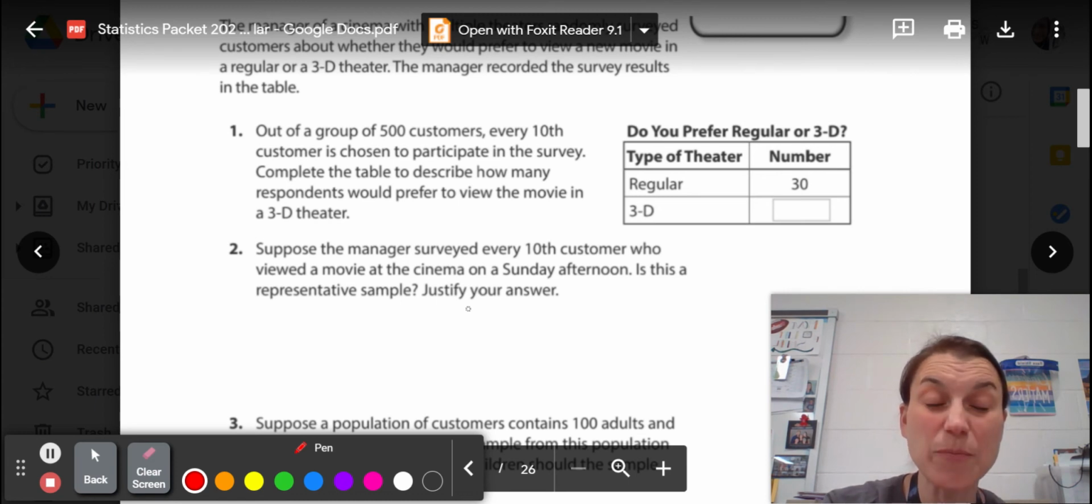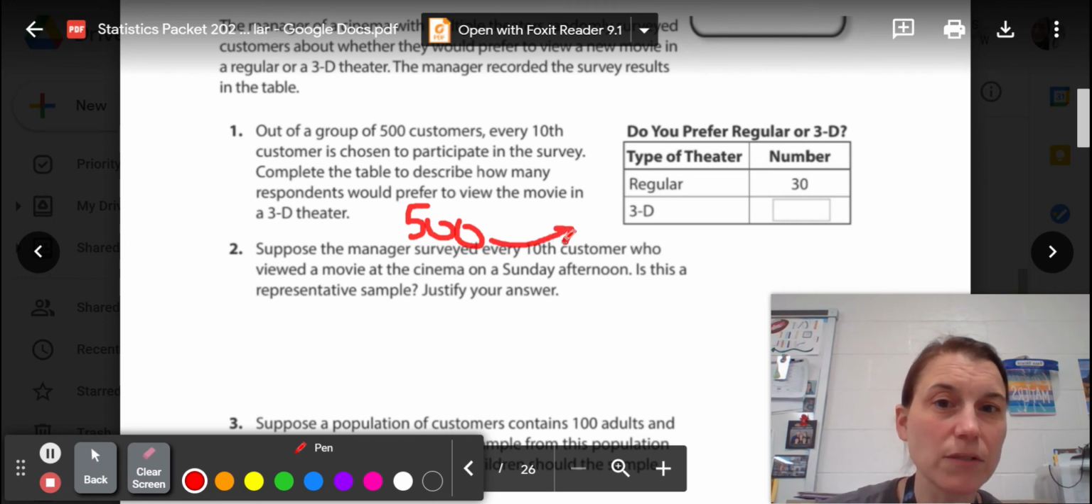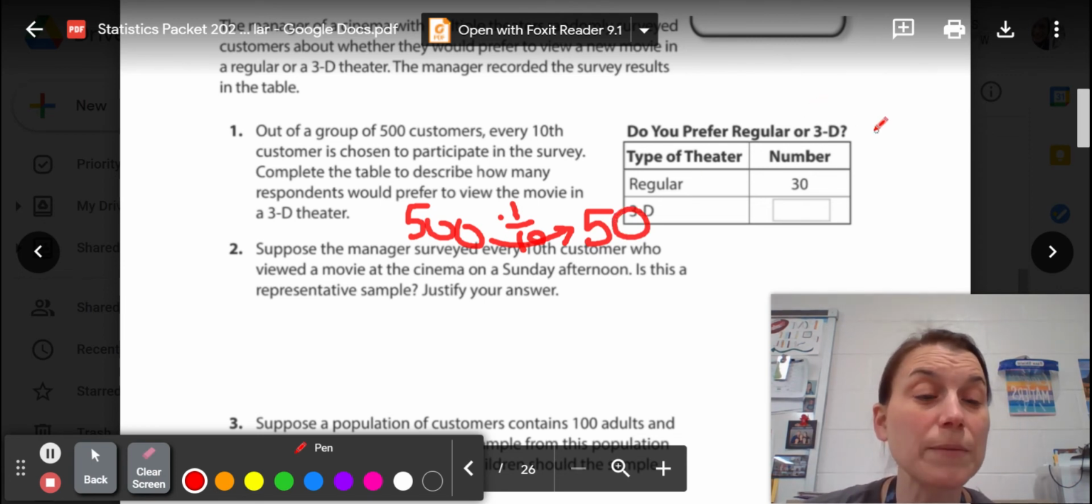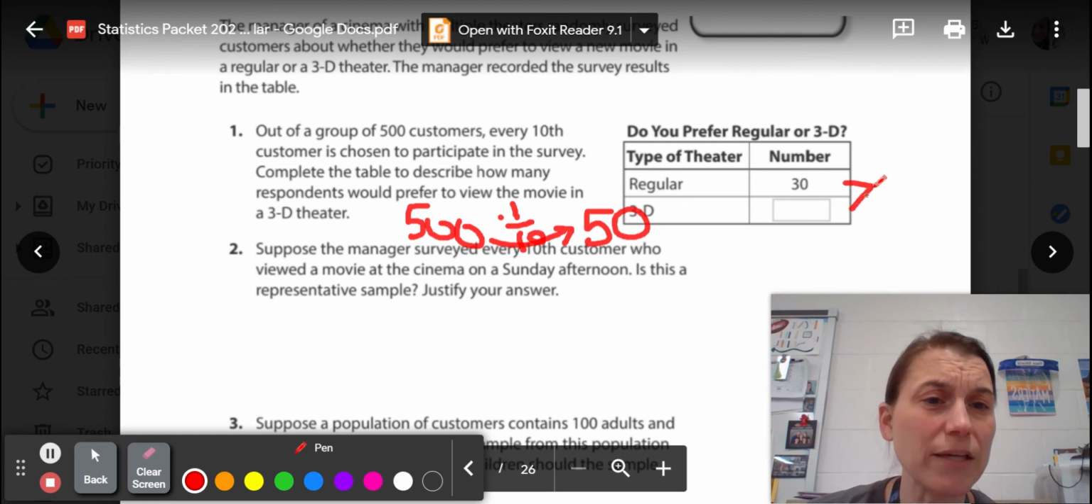So if it's every 10th person, how many people are in the sample? Well, that's just going to be the 500 scaled down to what number? Well, I'm taking a 10th of it. So I want a 10th. I'm going to multiply this by a 10th. A 10th of 500 is 50. Some of you are like, I just divided by 10. Good, that works. So 50. So the total sample is 50.